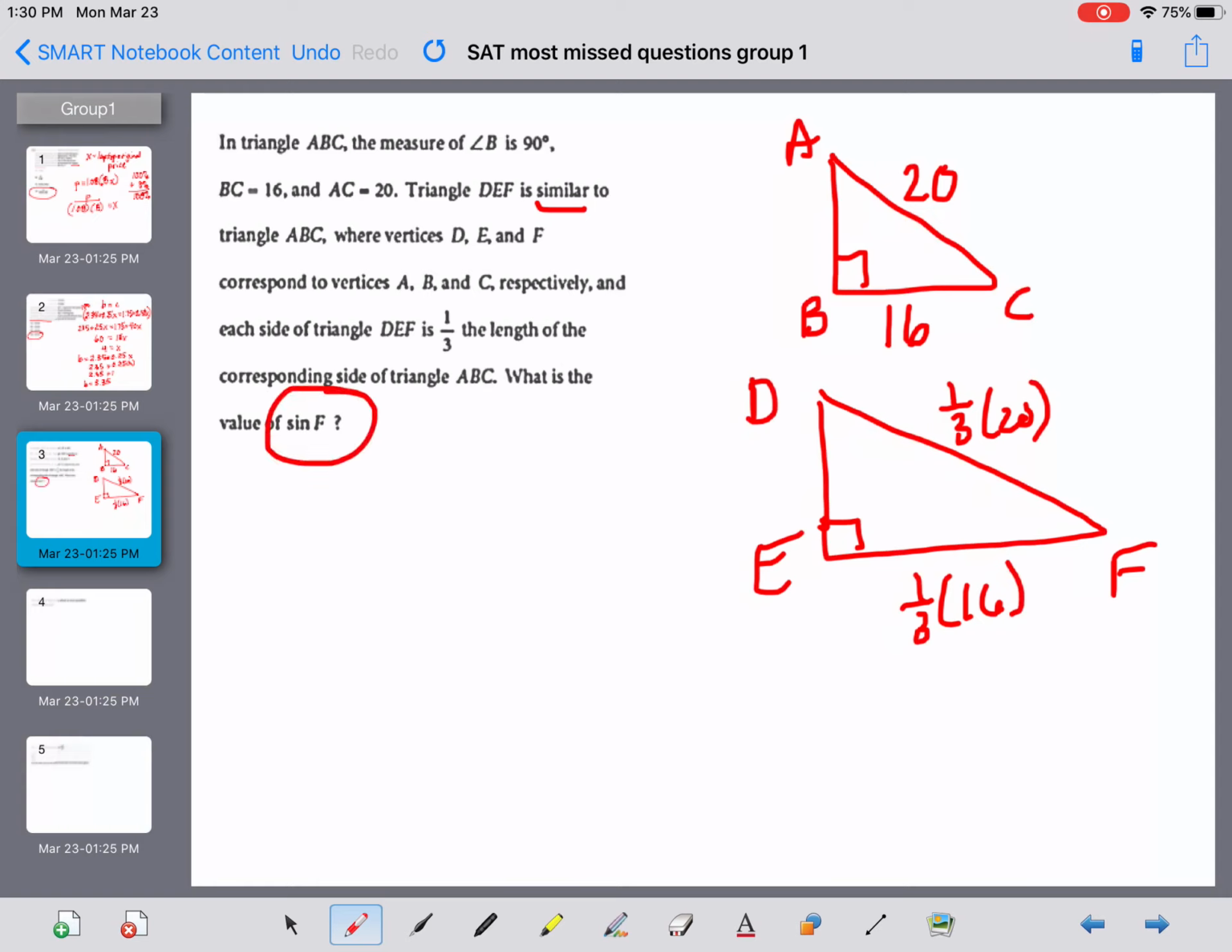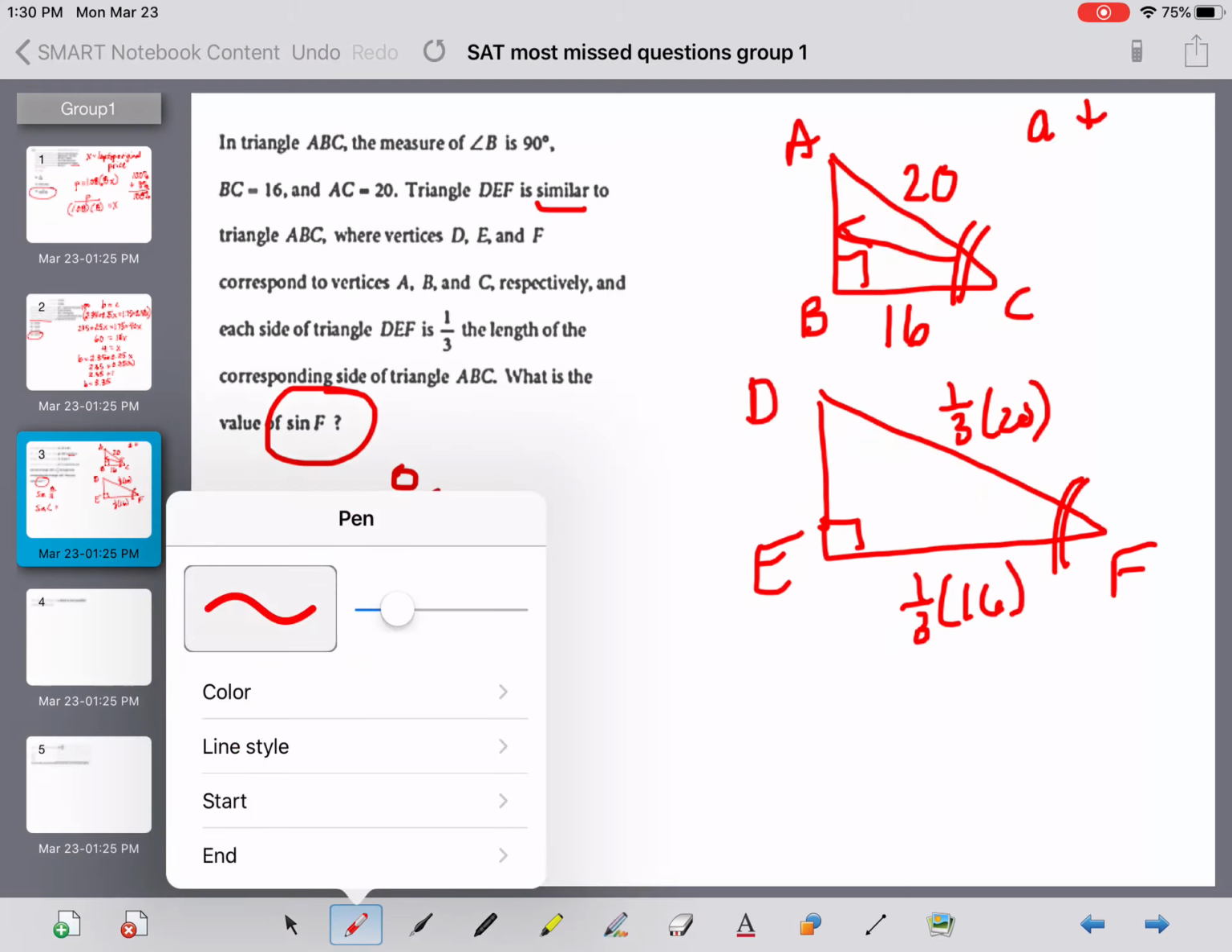Okay, well, we know that sine, anytime you do it, is opposite over hypotenuse. And because my triangles are similar, this angle F and angle C will actually be the exact same value because those angles are congruent. So instead of doing sine of F, I'm going to do sine of C because it's equal to the sine of F. And opposite of C, well, I have a triangle over here. You can use Pythagorean theorem to figure out that missing side.